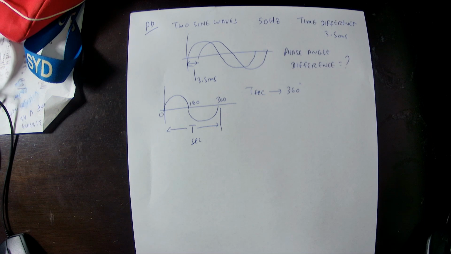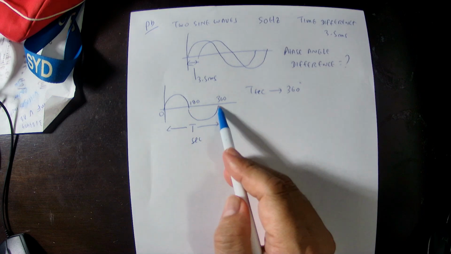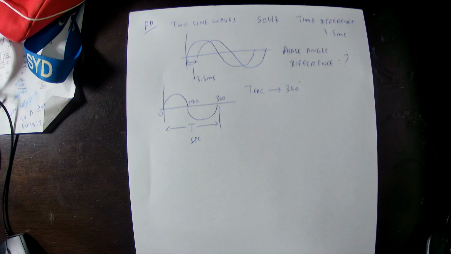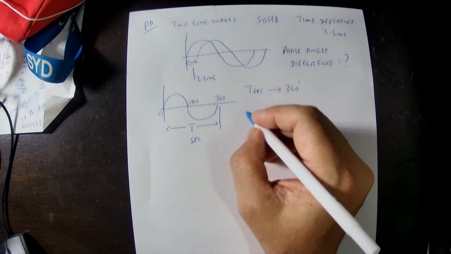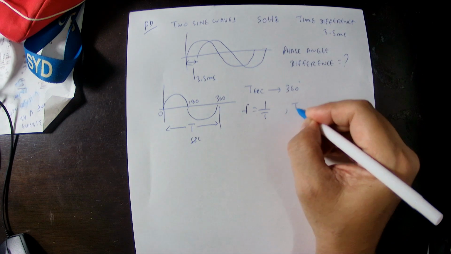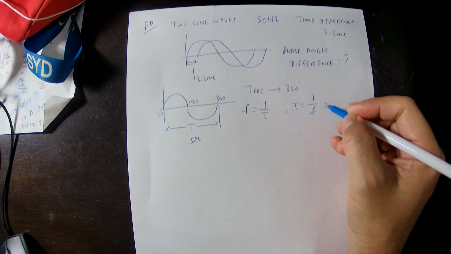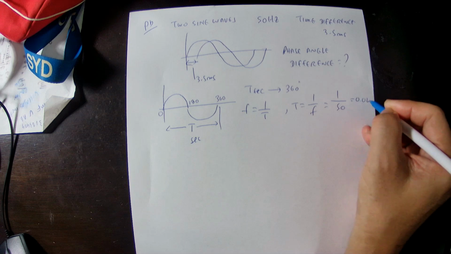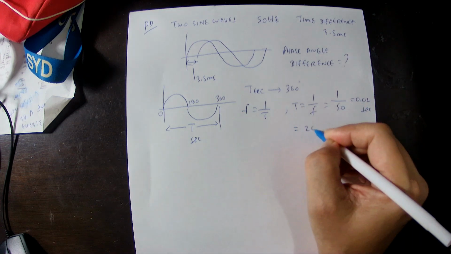So this one cycle is 360 degrees. So the time period T is related to the 360 degrees. Then the waveform is 50 hertz, as given. In this case, we can calculate frequency equals 1 divided by T, or T equals 1 by frequency. So 1 divided by frequency 50, you get 0.02 second or 20 millisecond.